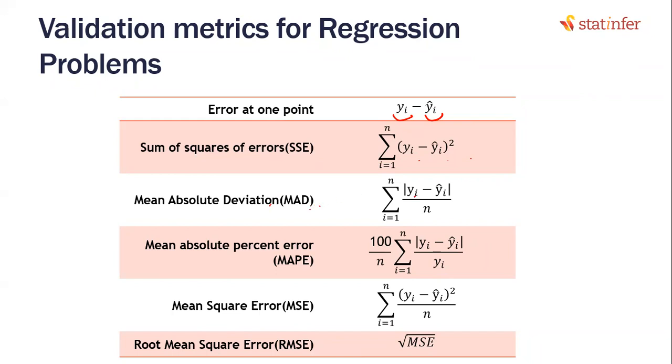Mean absolute deviation. This is the deviation, this is the absolute value, and we take the average of all such deviations. Tell me, for a good model, what should be the sum of squares of error? Around 0. It should be near to 0. What should be the mean absolute deviation for a good model? Around 0, that is also near to 0.